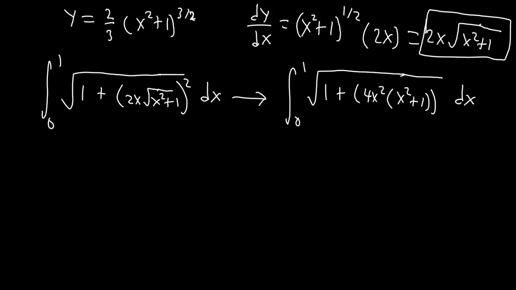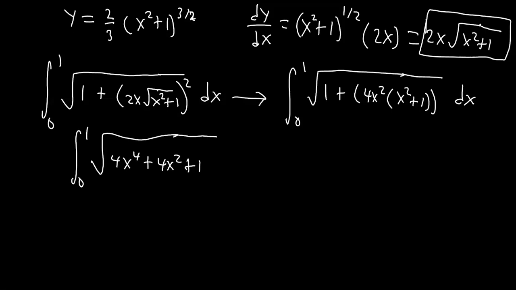So when we write all this, we're going to have the square root of 4x squared plus 4x to the 4th power plus 4x squared plus 1. Now you might be thinking here, how exactly are we going to be taking this integral? At first it might look like you can't really do anything, but actually you can. The thing is, this whole thing here is actually a perfect square.